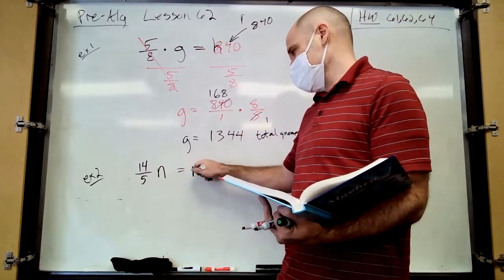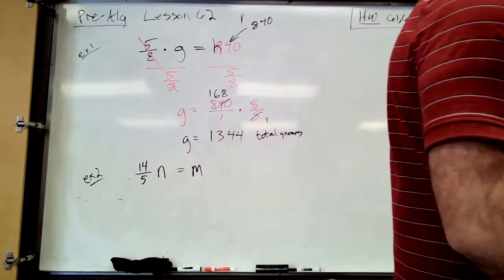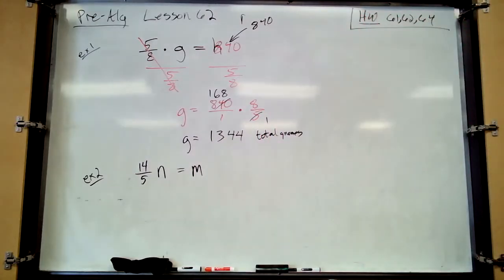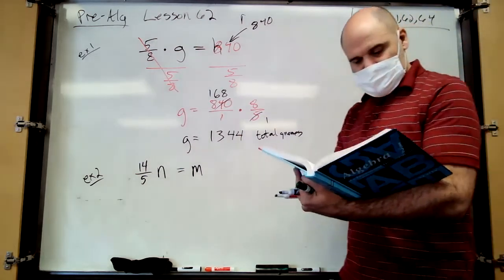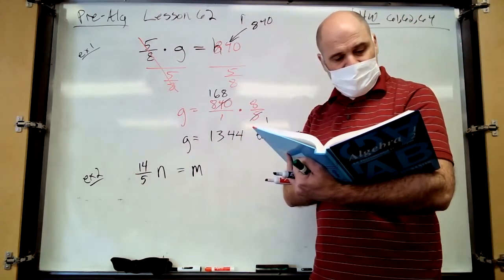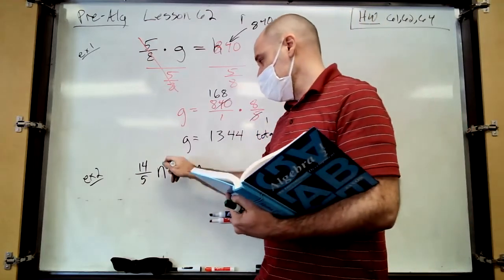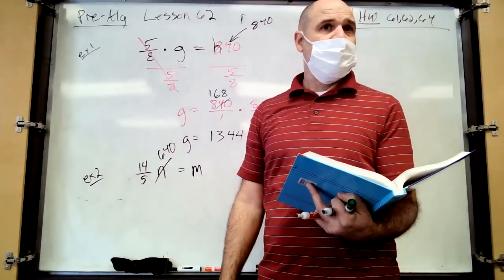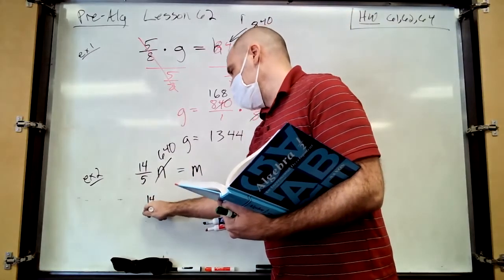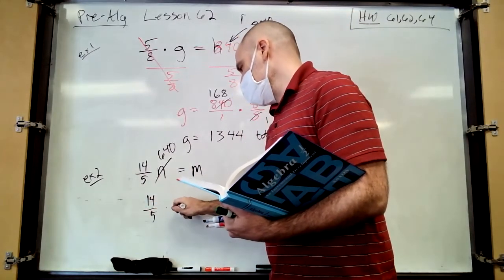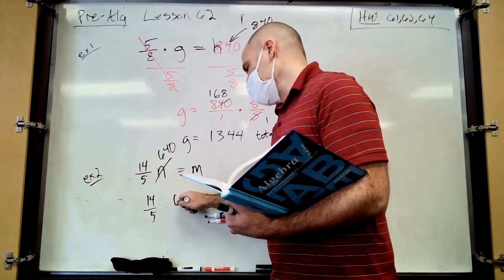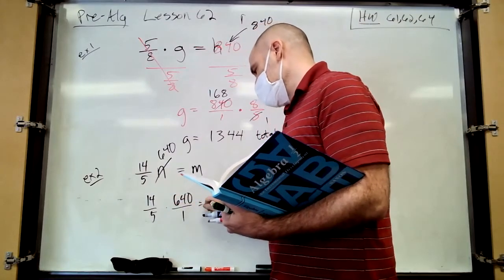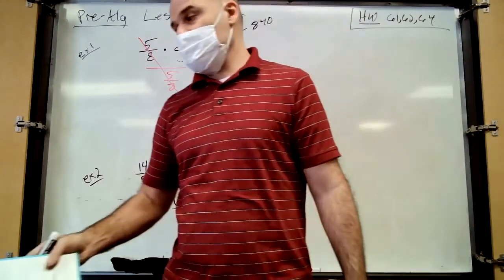So 14 fifths times the acceptable number equals in the mountains. That's my translation. Now, here's the deal. 640 was the acceptable number. So now that is 640. See what we did there? So now I go 14 fifths times 640. So we don't have to flip anything. There's no division problem. That's it.